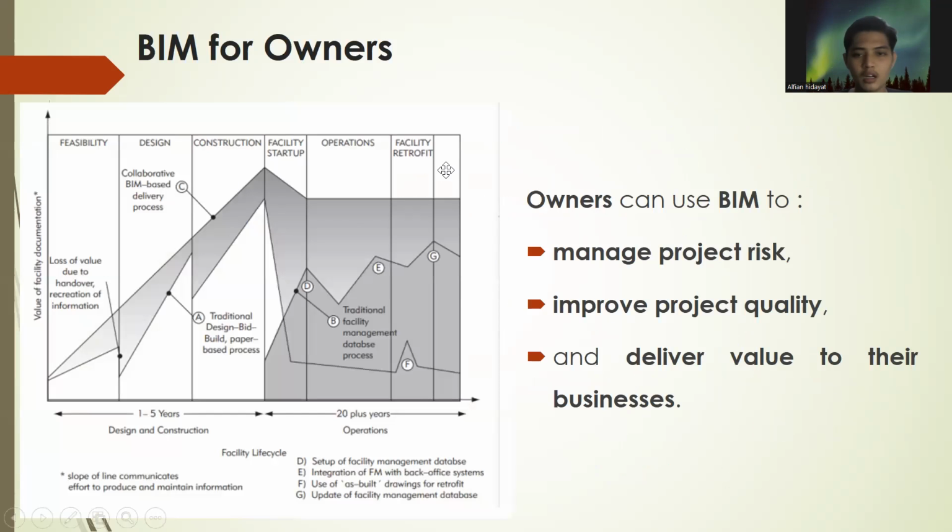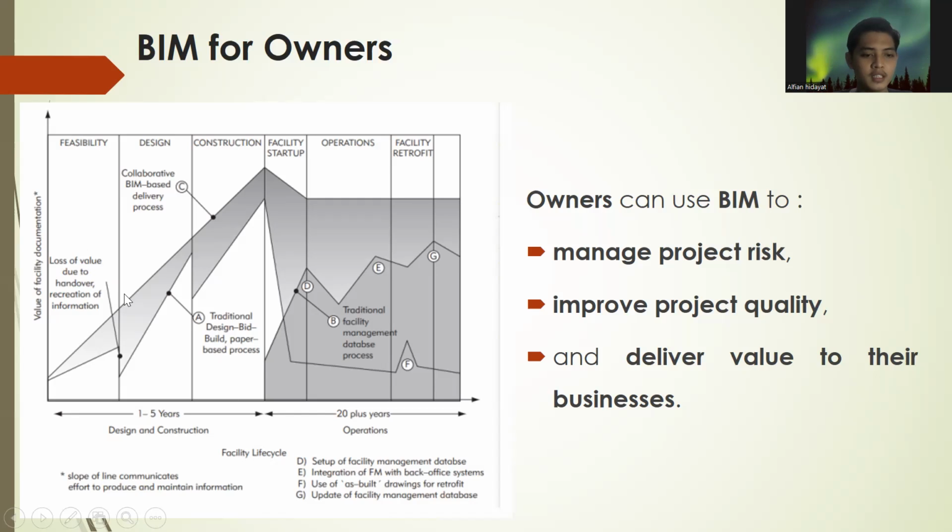This is the project life cycle of BIM. There is feasibility, design, construction, facility startup, operation, and facility retrofit. The vertical axis is the value of facility documentation. The horizontal axis is one up to five years for design and construction, and 20 plus years for operation.